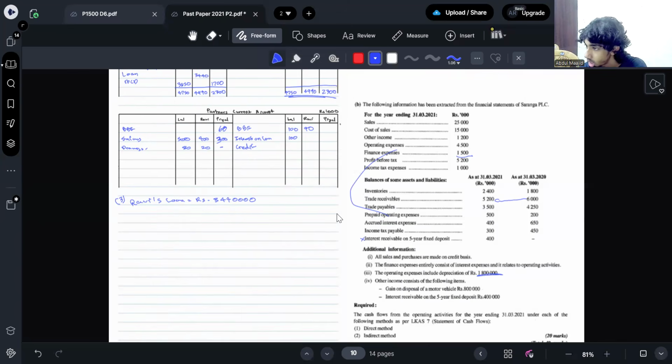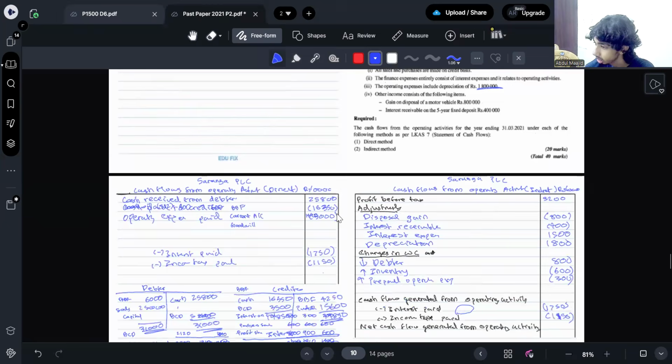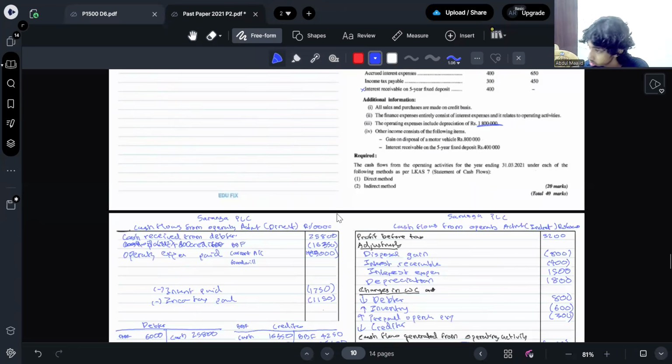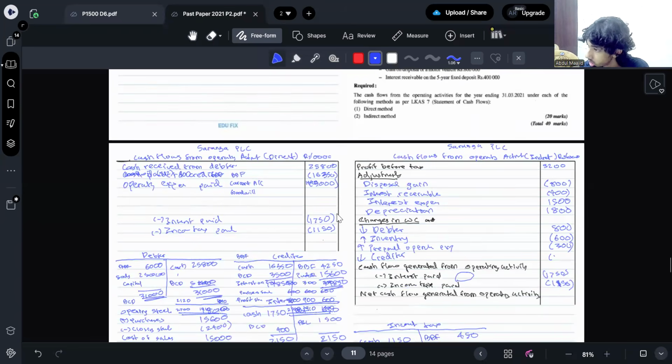I'm finding for trade payable. Trade payable is a current liability that is decreasing. If a current liability decreases, you have to deduct. It has a positive relationship. So creditor is decreasing by 750, right? 750 you have to deduct.